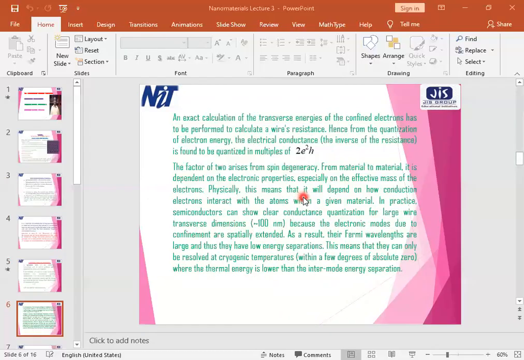What happens, last day we have discussed that the band gap will increase. And because of the increase of this band gap, the conductivity property will be different at the bulk level than at the nano level.